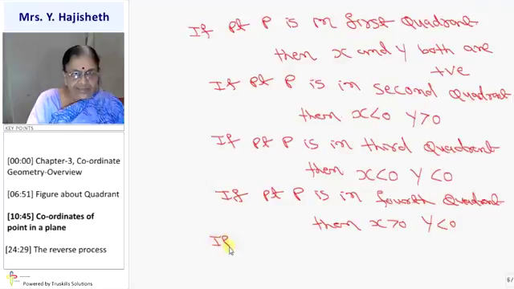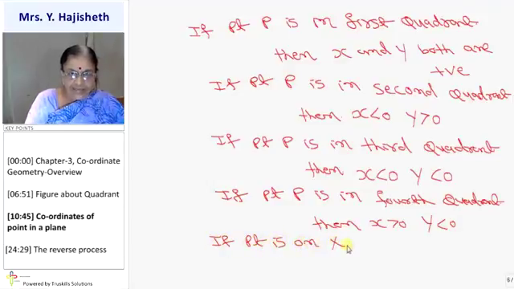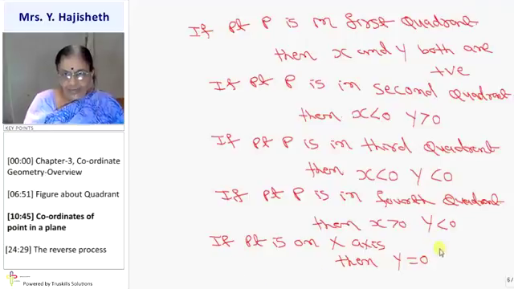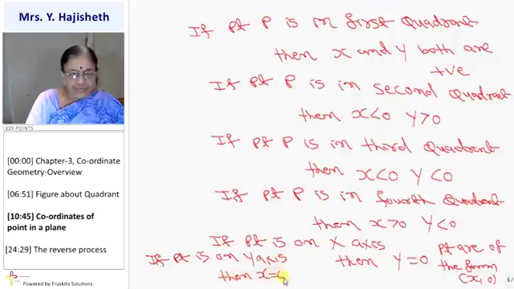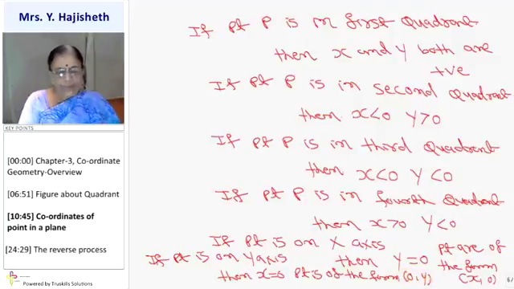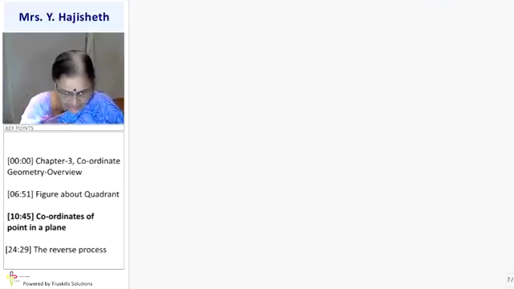If a point is on the x-axis, then the y coordinate is always 0. So points are of the form (x, 0). Okay? If a point is on the y-axis, then x is 0, and the point is of the form, कौन सा फॉर्म आएगा, (0, y). Okay? So that is how to write the coordinates of a point on the x-axis and y-axis.